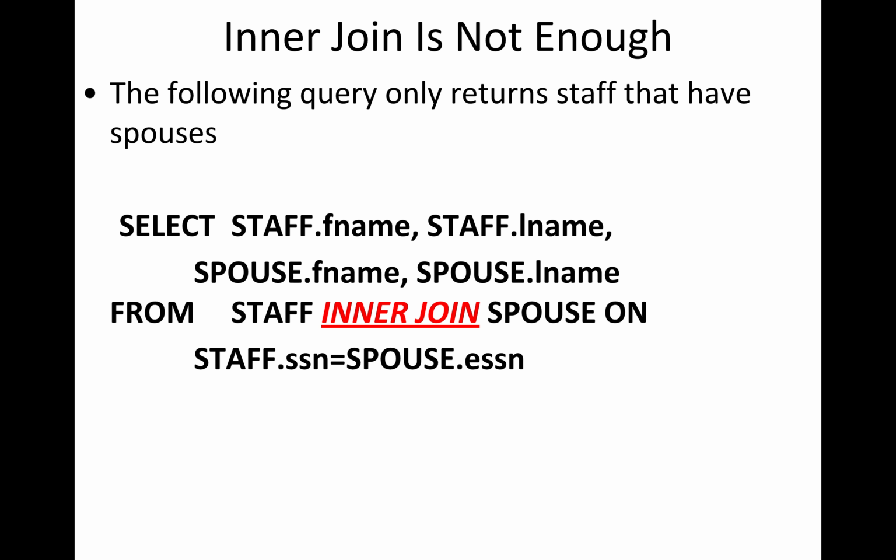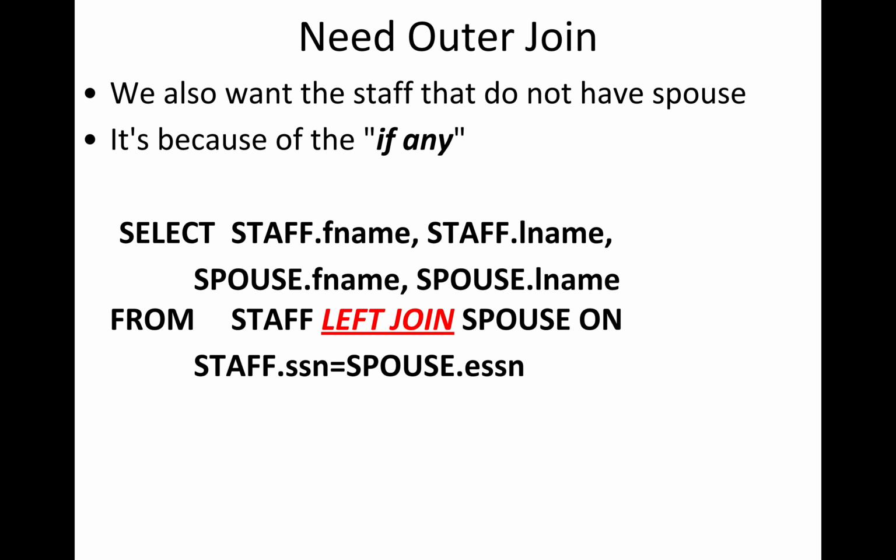Retrieve for me the staff first name and staff last name, also the spouse first name and last name, if any. They might not be married, so these might be null, and it's okay. I still want them, right? Because otherwise, it won't even return the staff information. So if we do an inner join, we are left with only the staff members that are actually married, and we would be left out of the ones that are not married.